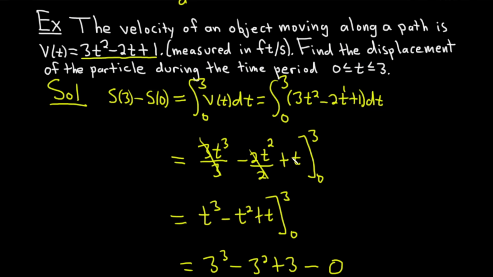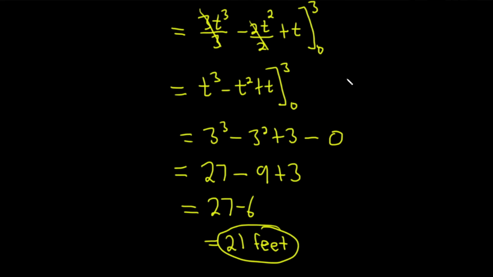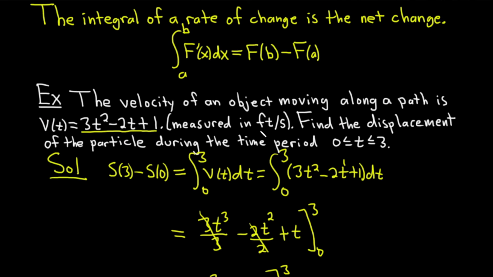And the answer is in, I believe it was feet. Let's double check. Yeah, feet per second. So position is in feet. So this would be feet. 21 feet would be the displacement of the particle over the time period from 0 to 3. So basically, in this problem, we have the velocity of an object. We're asked for the displacement over an interval. All you do is integrate, and that gives you the displacement.